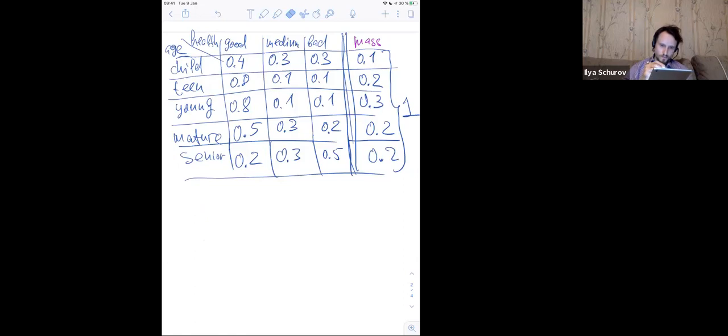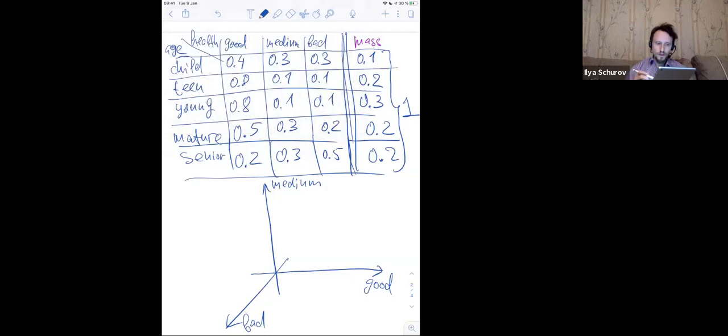Okay, let me use this coordinate system. Let this be good, this is medium, and this is bad. And then each point from each row of this table corresponds to one point in this three-dimensional space. So I can put values 1, 1, 1 here. And then I can consider some point like this point. Okay, let me try to draw.